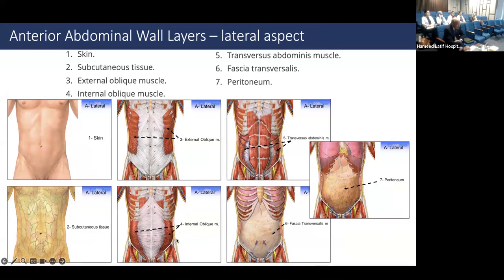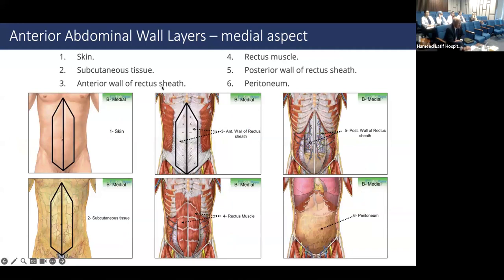And internal oblique, which is in a different direction. Then transversus abdominis, which is totally embracing the abdomen as such. Then the fascia transversalis, which is below that. And then the 7th layer here is the peritoneum. And if we look at the median aspect, which has been surface marked on the skin here, first skin, then subcutaneous tissue.